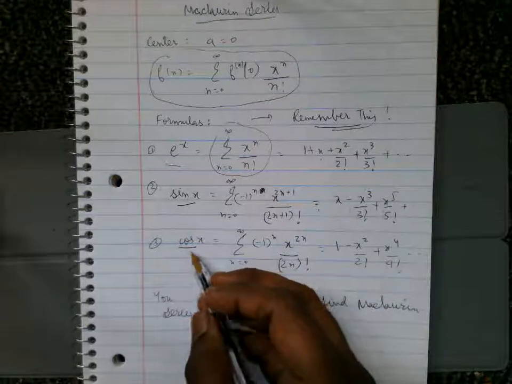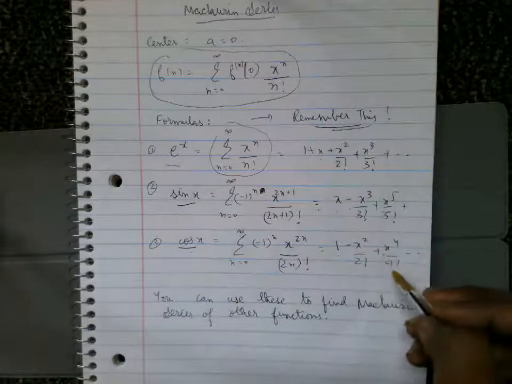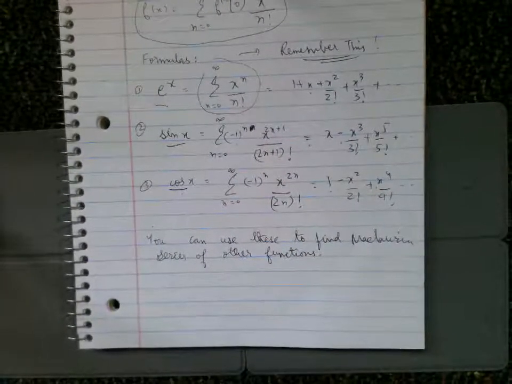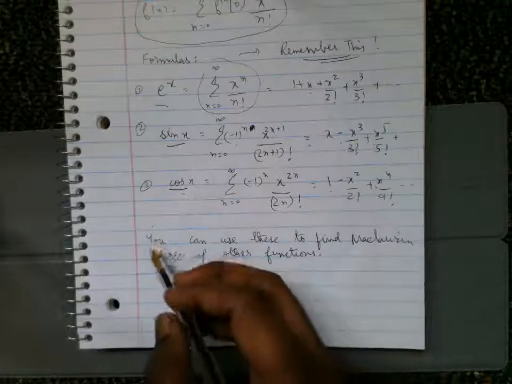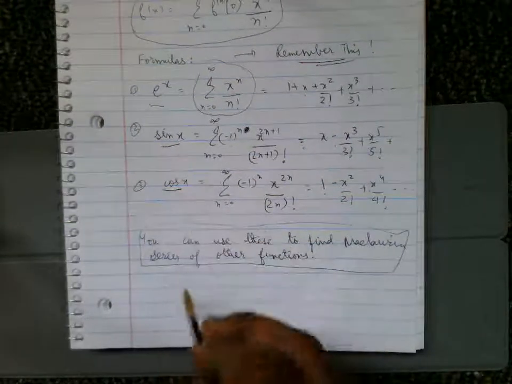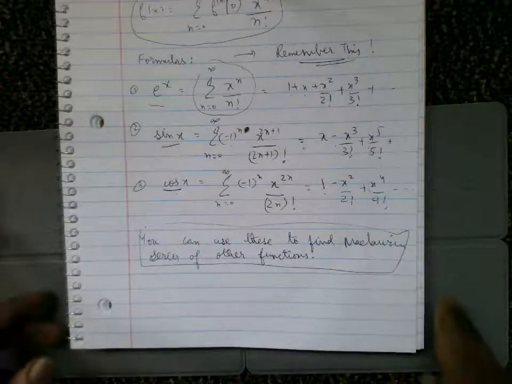And the Maclaurin series for cos x can be written down as 1 minus x squared by 2 factorial plus x to the power 4 by 4 factorial and so on. So the thing is that you can use these above formulas to find Maclaurin series for other functions. So let's look at some examples.